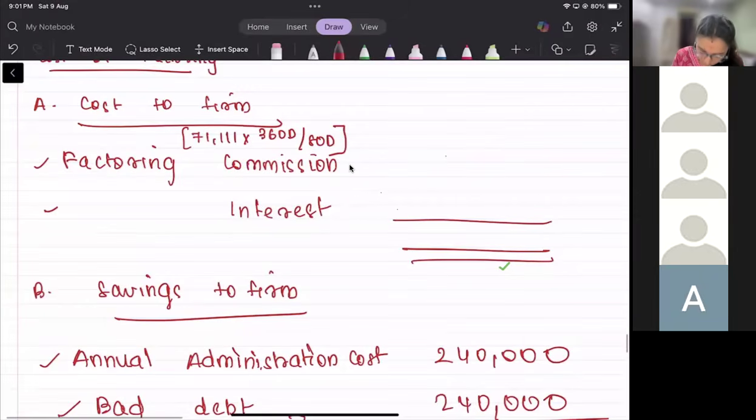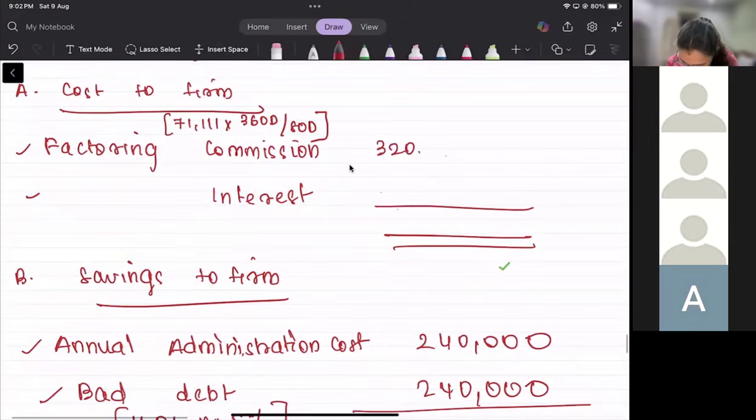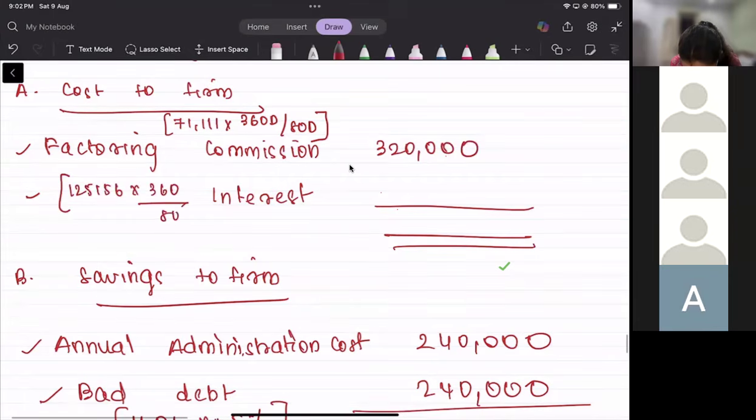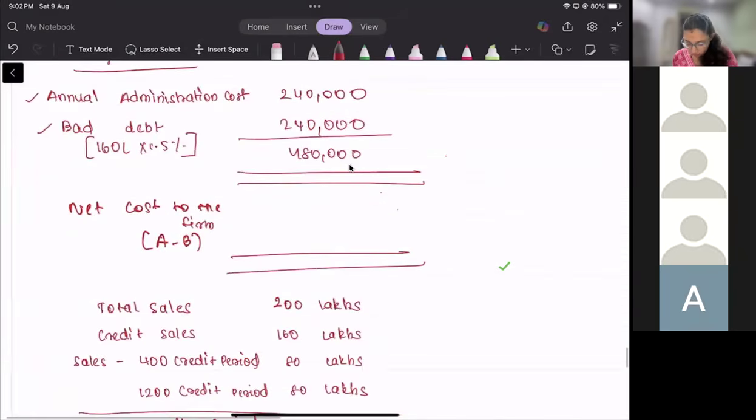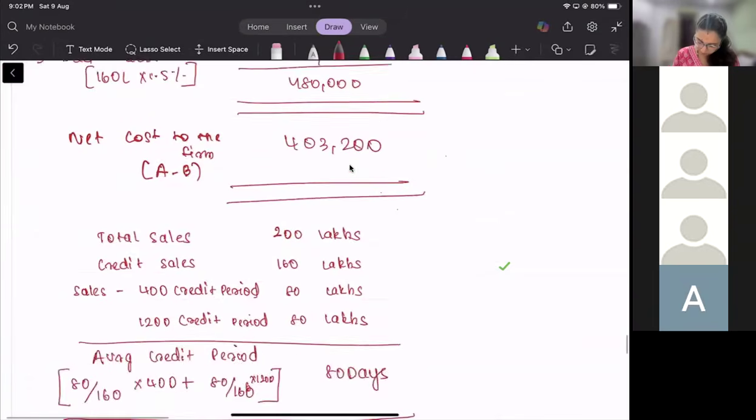So these figures should also be annual cost. Hence, we have to multiply it by 360 divided by 80. Same way, interest also: 1,25,156 is for 80 days. We have to find it for 360. You will get it as 5,63,200. So the total will be 1,83,200. Now what is the cost to the firm? 4,03,200.